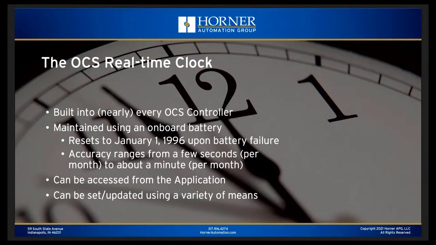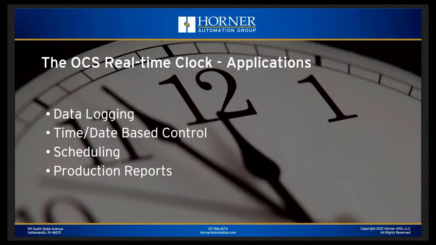Now, in terms of how accurate the real-time clocks are within our products, it ranges from a few seconds per month to maybe about a minute per month. So that's the range of accuracy that you'll see there. And of course, you can access the real-time clock from your application, which can provide functionality that's desired in a variety of cases. We'll talk about that in a second. And there's a whole bunch of different ways that you can update the clock, whether it's from the network automatically or from the screen or system menu on a manual basis.